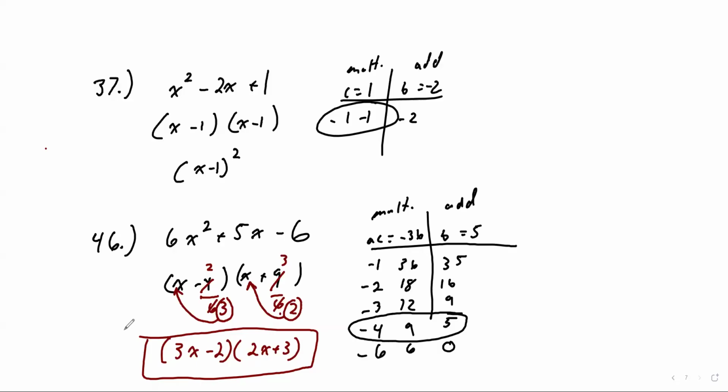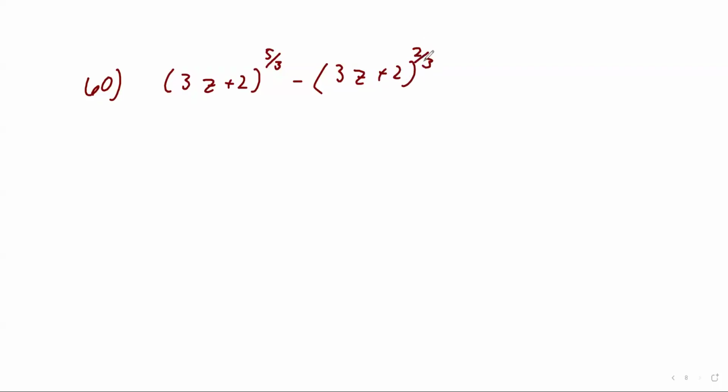All righty, so I'm going to do one more, and I think you pretty much have a good example of everything you need for the homework. So let's look at number 60. This one is 3z plus 2 raised to the 5/3 minus 3z plus 2 raised to the 2/3. And this one simply says factor the following algebraic expressions.